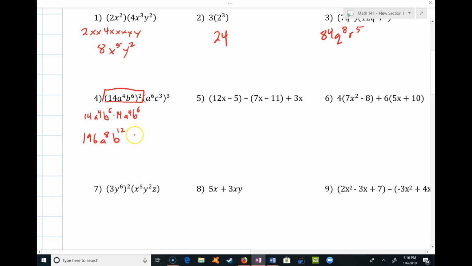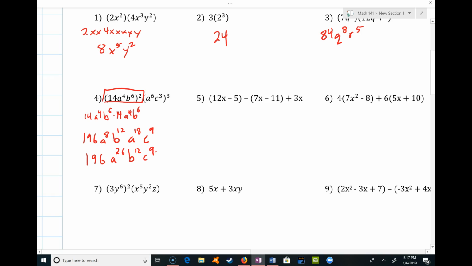And then over here, I'm going to have a to the 6th times a to the 6th times a to the 6th, that's a to the 18th. And c cubed times c cubed times c cubed, that's c to the 9th. Then we still can multiply the a's together. So that's 196 times a to the 26th power, b to the 12th power, and c to the 9th power.